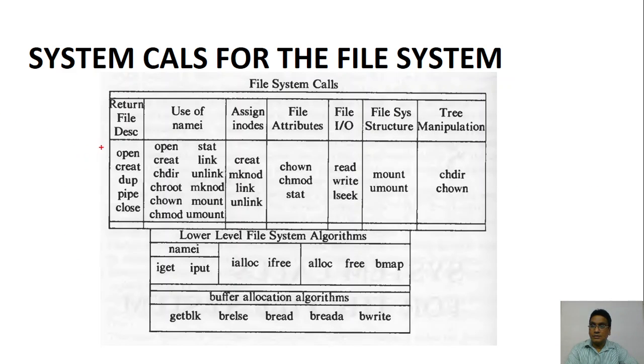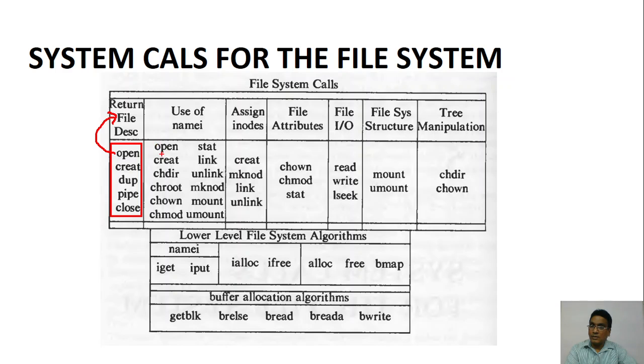Now we will notice that there are many system calls like open, creat, dup, pipe and close. Whenever we make use of these system calls, they return a file descriptor back to us, which we can use for further processing.